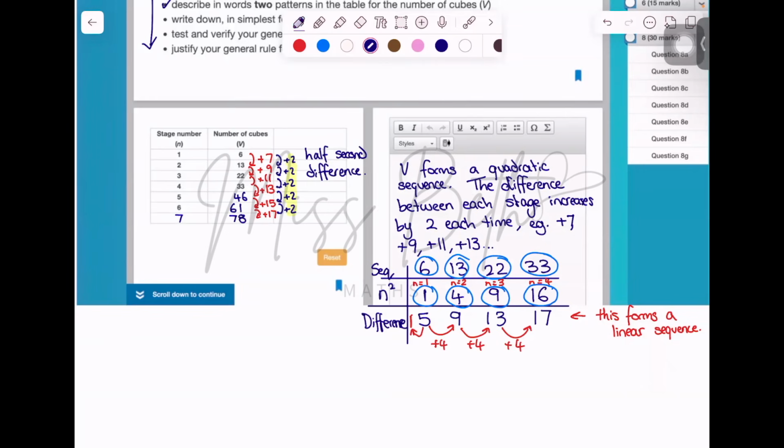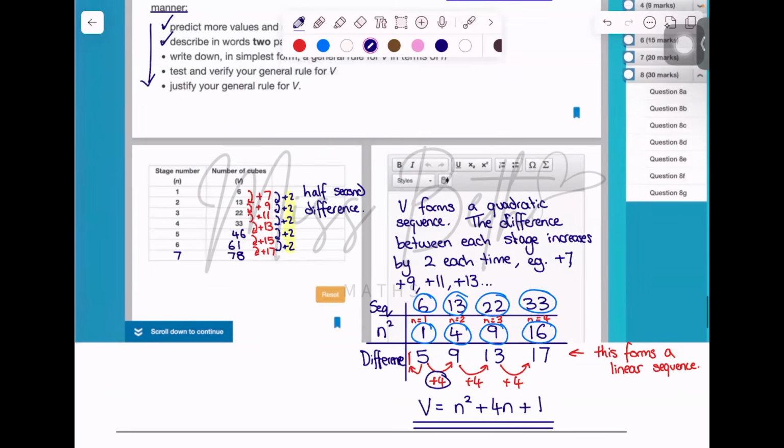Okay, so to put all of this together, our sequence for V is going to be equal to n squared plus 4n plus 1. Okay, so that's your general rule. Okay, so that's the next bit ticked off.